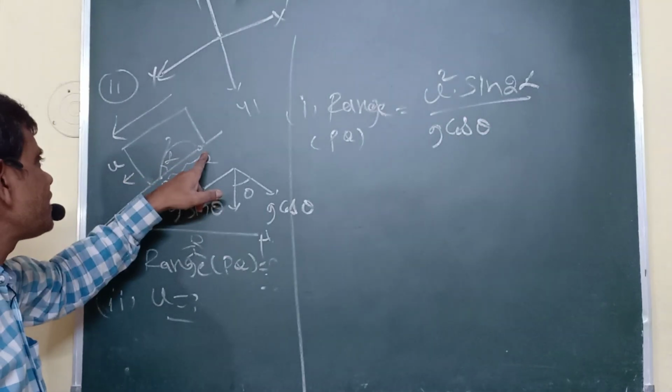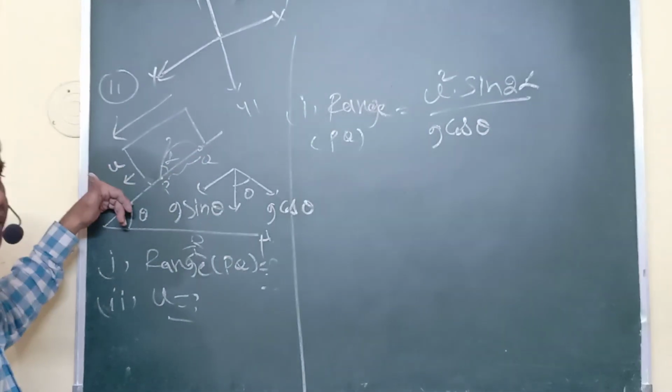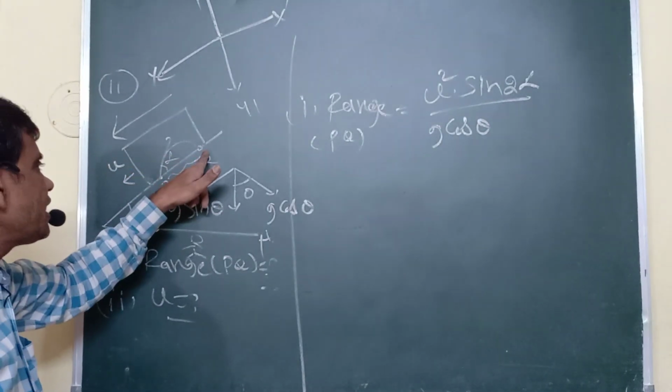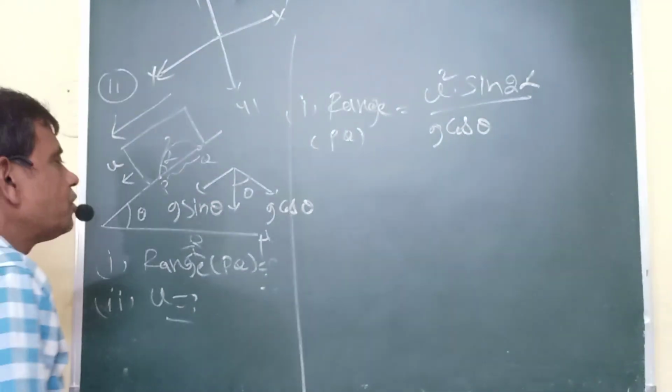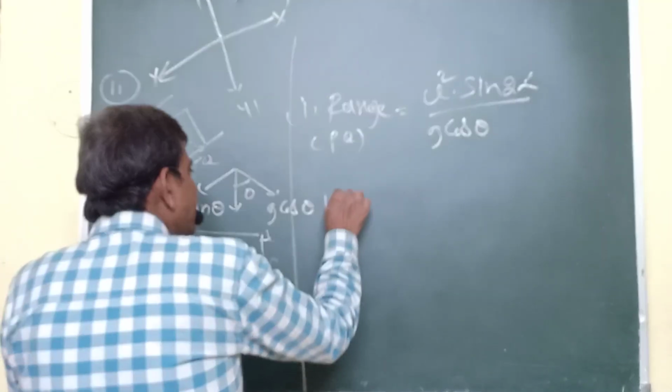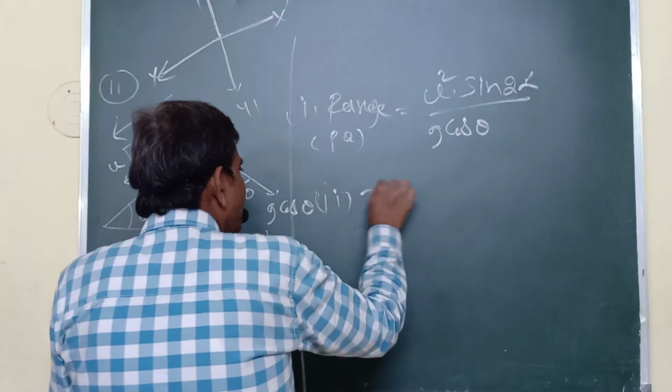Again, what am I finding? To reach from here to here, how much time is taken? In that time only the box is moving. So now from here to here, what is the time? Time of flight. Now we go to time of flight. For finding the second thing, I am going to time of flight.